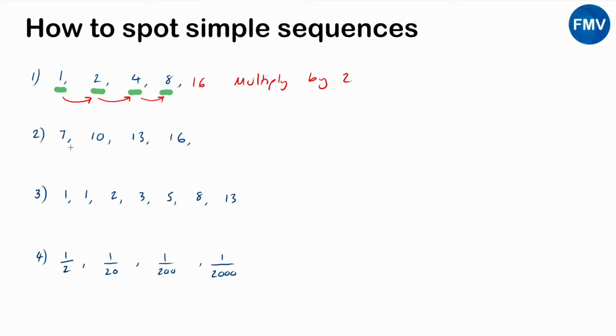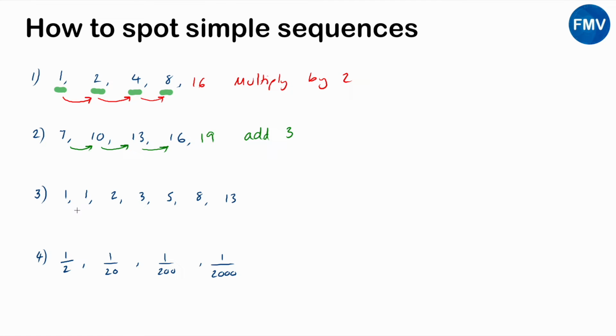Doing the same for question 2. So there's no simple multiplier here to get to 10. So it looks like it's adding 3. Well, that seems to be adding 3 as well. And that seems to be adding 3. So if we add 3 to 16, we get 19. So that's our next term. In this case, our term-to-term rule is to add 3.